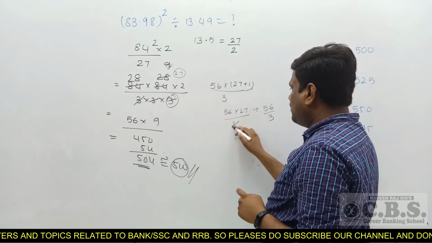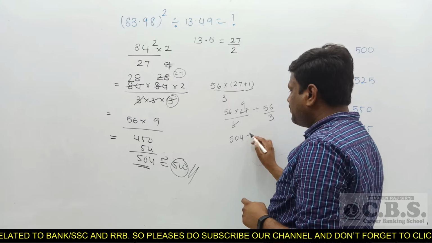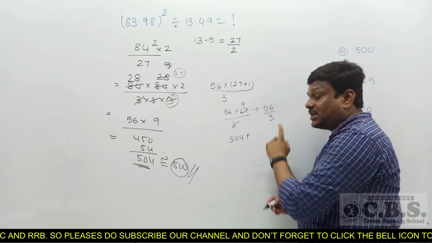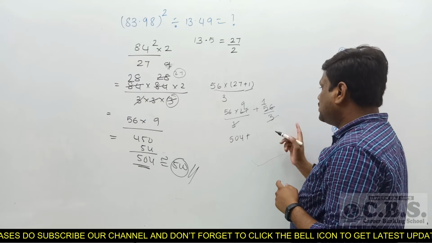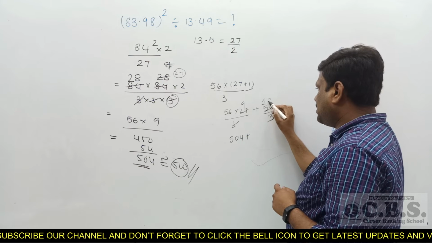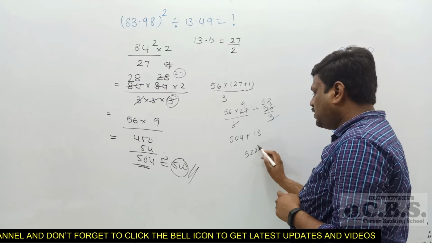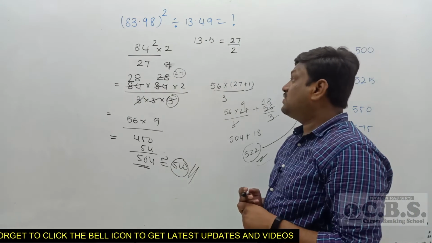Okay, 3 into 27, how many times? 9 times. So 56 nines are how much? You get 504. How much value do you leave here? It is 56 divided by 3. So 3 how many times? 3 ones are 3, 26. 26 means 3 times approximately 8 is 24, so it is 18. So 504 plus 18, how much value do you get? 522. The value near 522 is 525. So which is the right answer? 525 is the right answer.